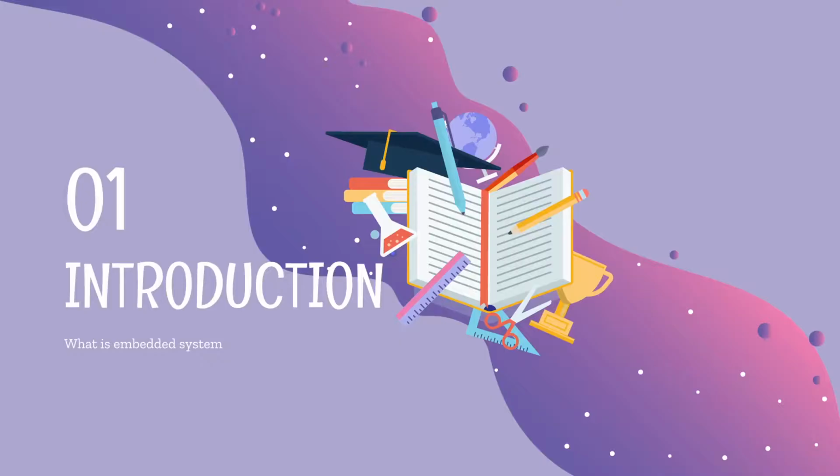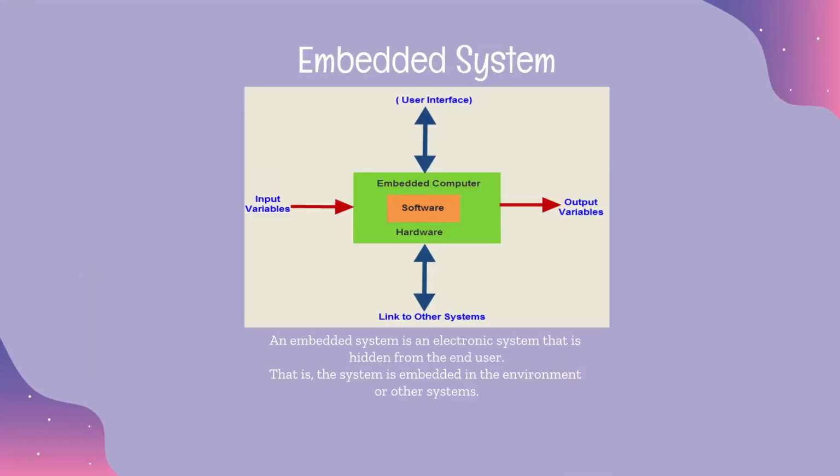Okay, so let's start with the embedded system introduction. What is an embedded system? An embedded system is an electronic system that is hidden from the end user. That is, the system is embedded in the environment or other system. We call it an embedded system whenever it has an input variable, a brain that processes something, and then output variables. If this process is complete, we call this an embedded system.